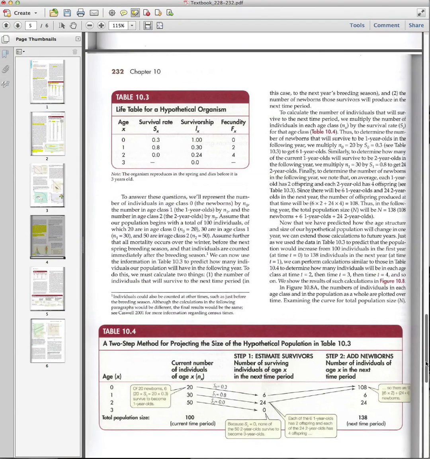Okay, in this section, you see we have another series of tables, and I'm of course going to focus on those. This is a life table for a hypothetical organism. And now actually I'm going to ask you to look at this and then go back and look at those other life tables we've already looked at. I want you to pay attention to the first and the last rows here.